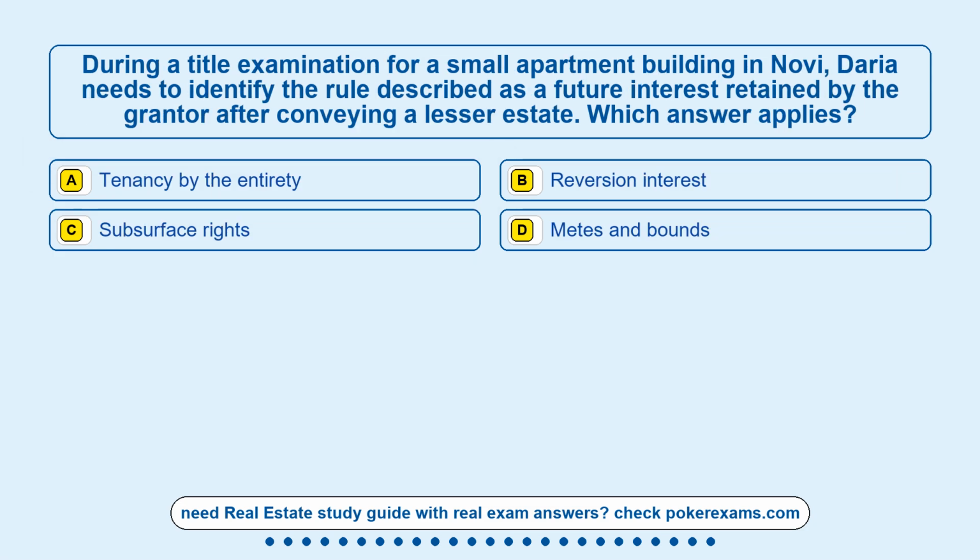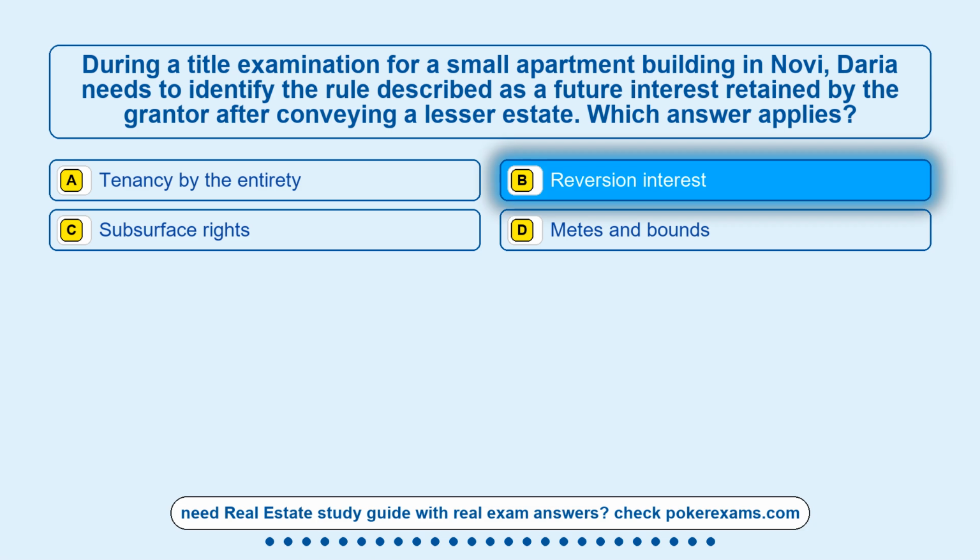Question 23. During a title examination for a small apartment building in Novi, Daria needs to identify the rule described as a future interest retained by the grantor after conveying a lesser estate. Which answer applies? Option A, a tenancy by the entirety. Option B, reversion interest. Option C, subsurface rights. Option D, metes and bounds. The correct answer is option B, reversion interest.